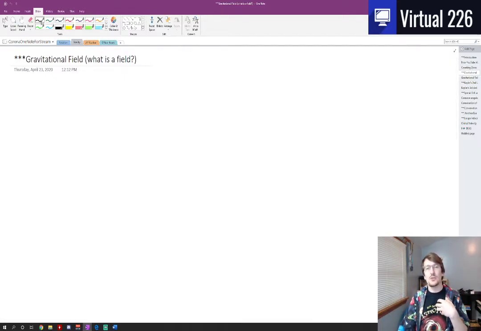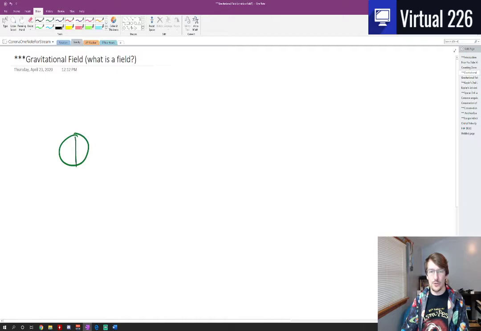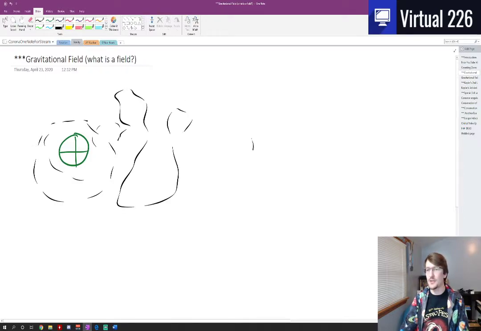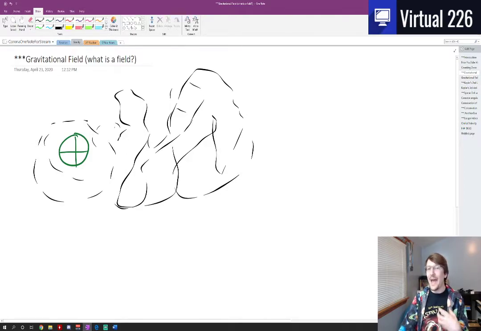If we take a gravitational field as an example, we could have Earth here, and we'll draw a circle with a plus mark through it. That's the Earth, and the Earth has some gravity. Because of that, every single point in space, like this entire screen would be black if I hit every single point, has a different amount of gravity associated with it due to the fact that the Earth is influencing that point in space.